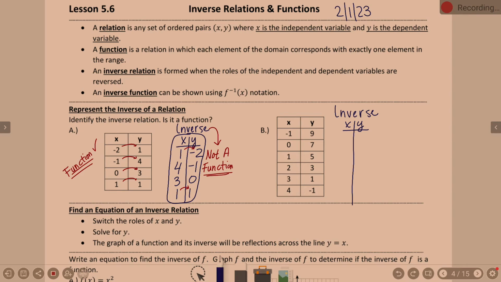-1, 9 becomes 9, -1. 0, 7 becomes 7, 0. What else do I have? 5, 1, 3, 2, 1, 3, -1, 4. This is your inverse relation.